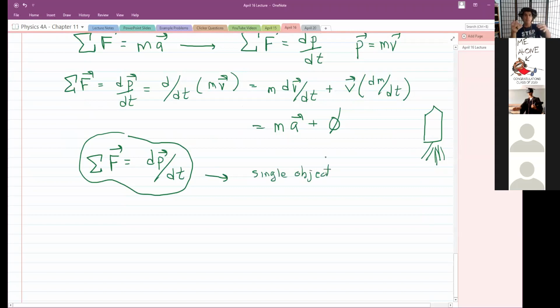So if I look at the sum of the forces on an object, that will equal the change in momentum of that object with respect to time. Well, what happens if instead I have a system? And again, let's just consider our system to be those 5 particles.